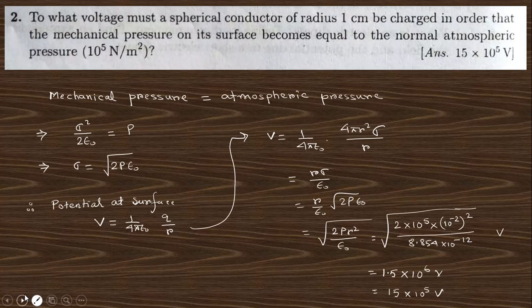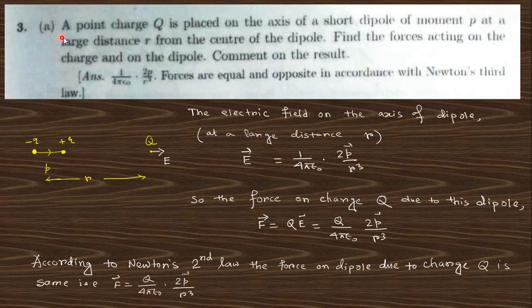Go to the next question, question number 3, which says that a point charge capital Q is placed on the axis of a short dipole of dipole moment P at a large distance r from the center of the dipole. That means this is a dipole, and you have a point charge Q at a distance r, which is much larger compared to the gap between these two charges. Find the force acting on the dipole.